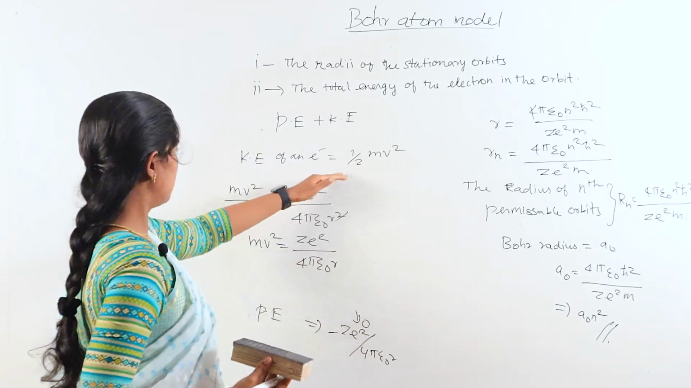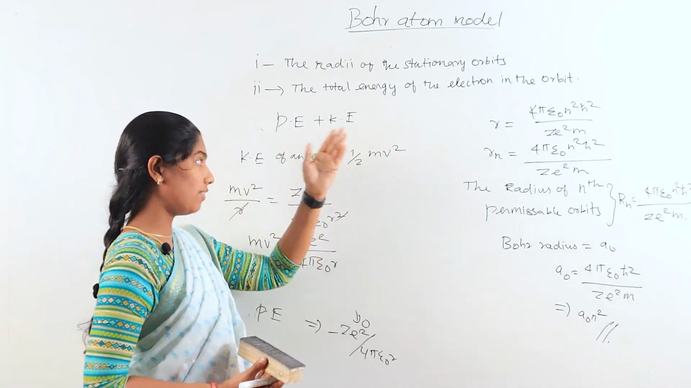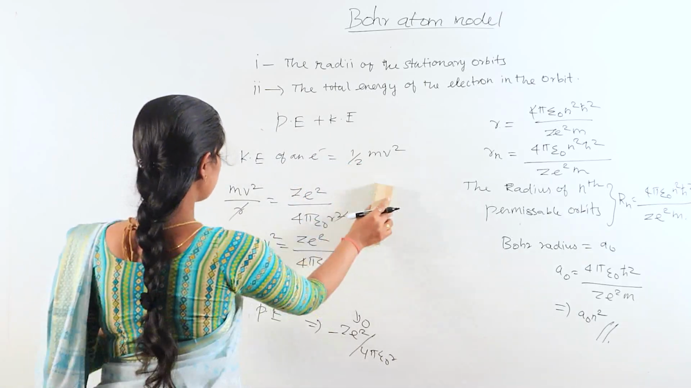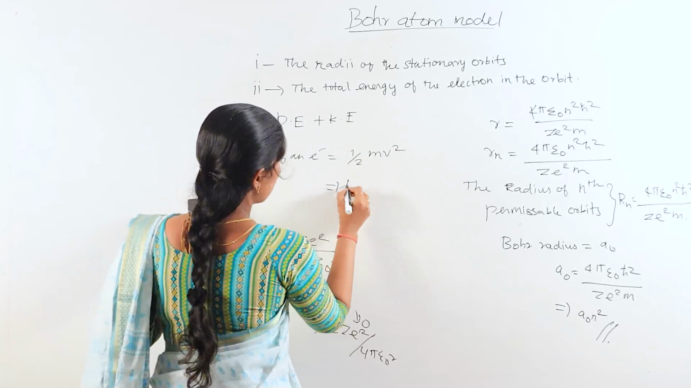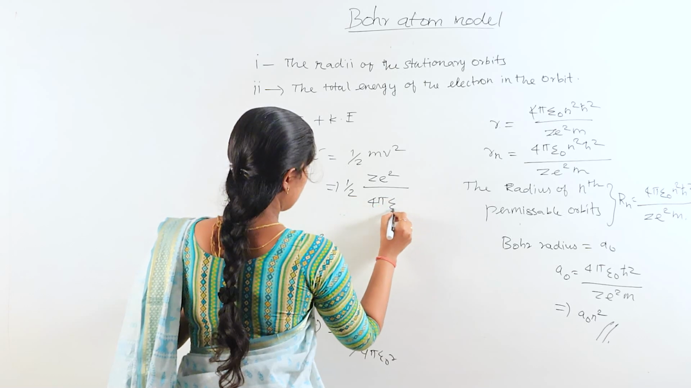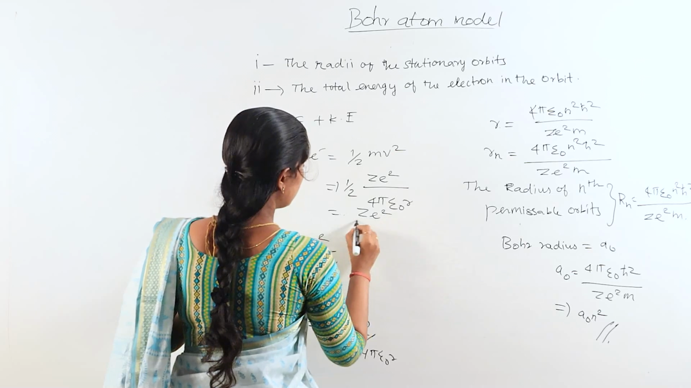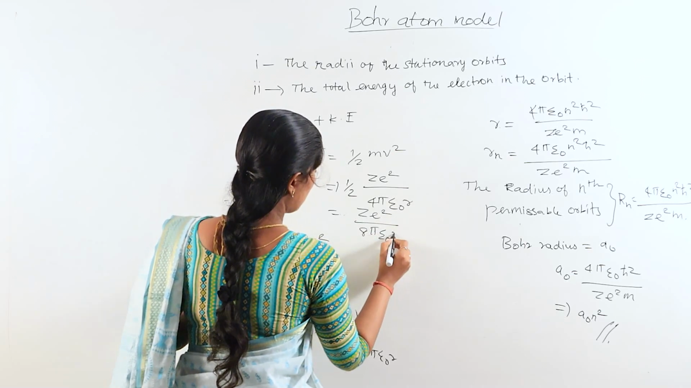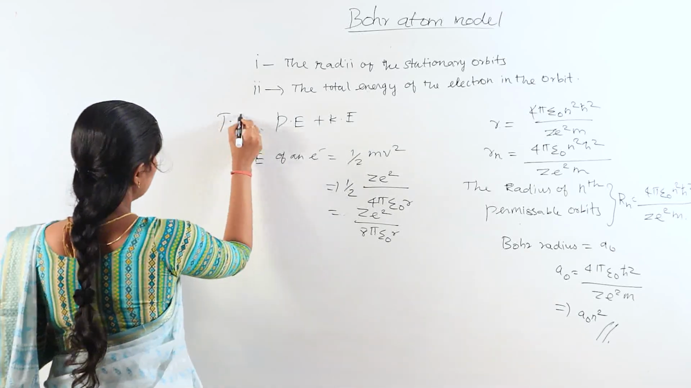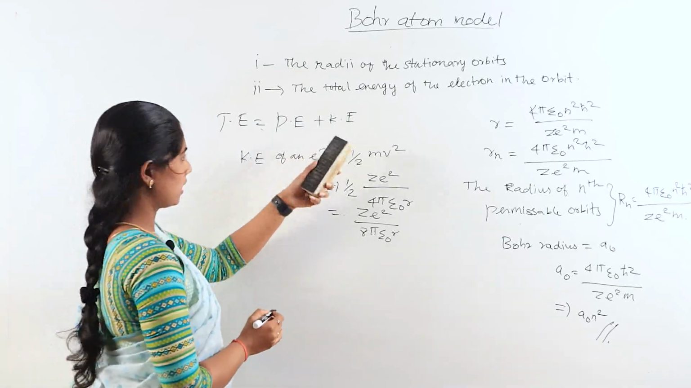See here, the kinetic energy of an electron is half mv squared. We know the value of mv squared, so we can replace it: half of Ze squared by 4 pi epsilon naught r. Now we multiply this term, so it is Ze squared by 8 pi epsilon naught r. Finally, we can calculate the total energy. So the total energy is equal to what? Potential energy plus kinetic energy.